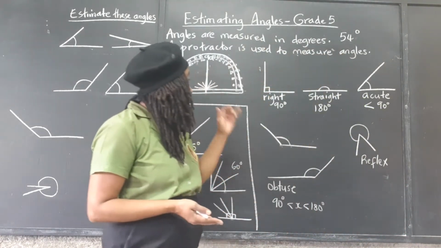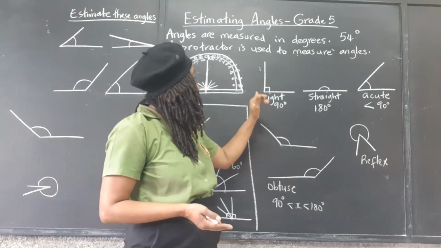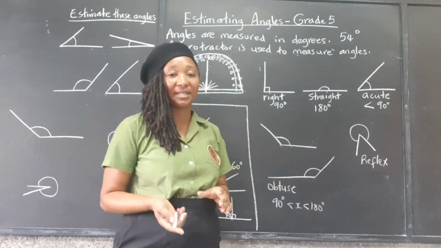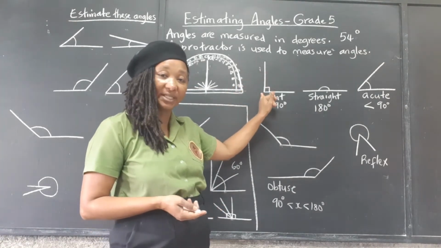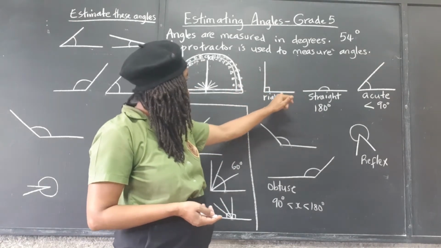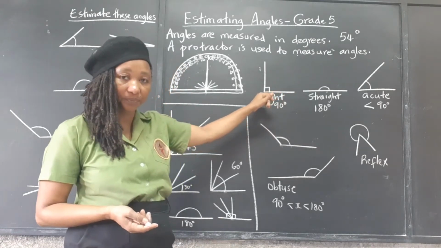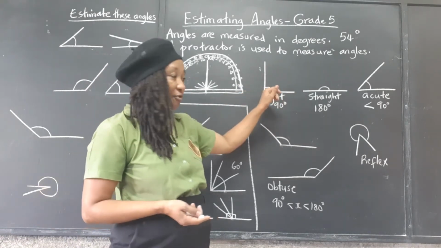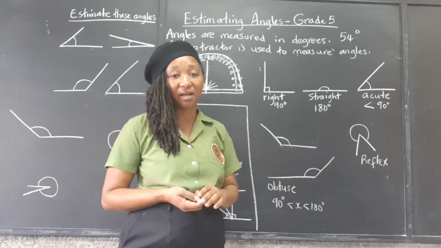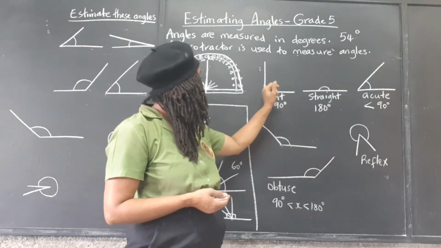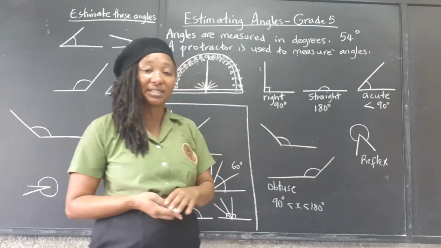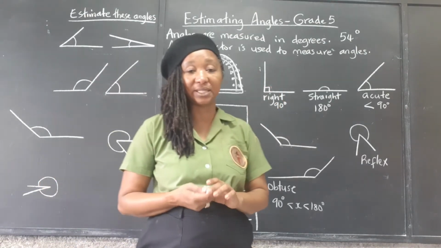So the right angle is formed when two lines are perpendicular to each other. We have a straight vertical line meeting a straight horizontal line, they meet at a right angle, and the measurement of that angle is 90 degrees. So wherever you see two lines and you see this box here, it means that's a right angle and the measurement is 90 degrees.